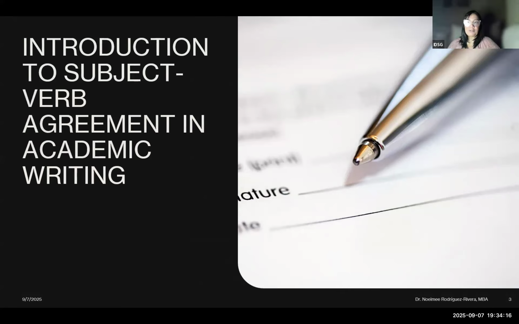Understanding subject-verb agreement is essential for maintaining clarity and credibility in our academic work. This section will introduce us to the concept, its role, and the common consequences when errors occur in essays and reports.